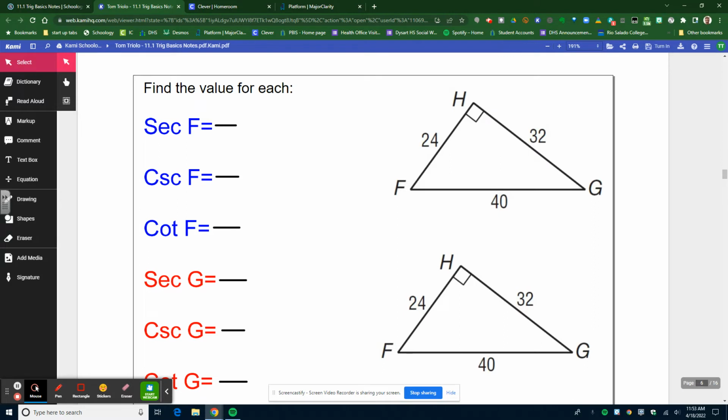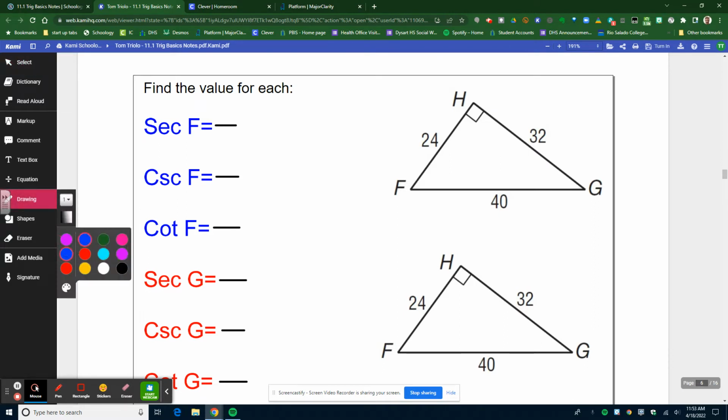So again, I'm going to color code, and this time I'm actually going to use the colors that they have. So F is blue. This is still opposite. This is still adjacent. So use the definitions on the previous page and fill in these 6. The numbers are going to look familiar because they're the same.